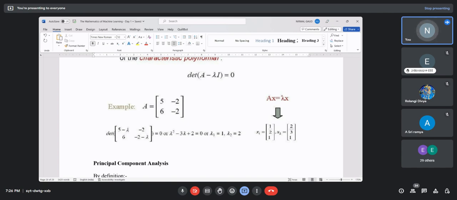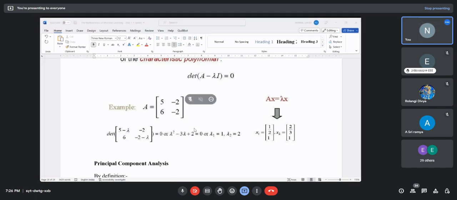Now, is anyone having any doubt in eigenvalue and eigenvector? Please let me know. Any doubt in eigenvalue and eigenvector? Anyone? Divya?